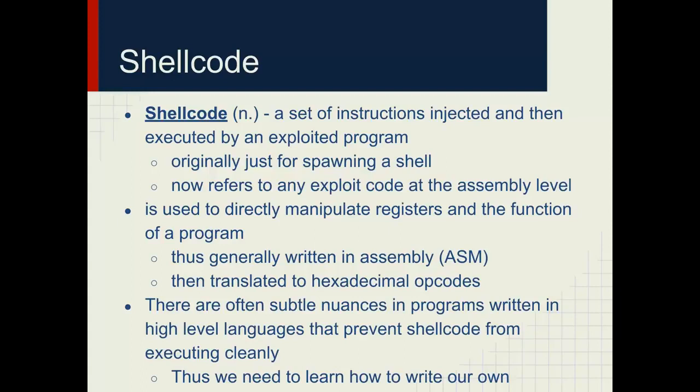So shellcode is a set of instructions that's injected and executed by a host program in an exploit. And originally, the main purpose was to spawn a shell. It now refers to any exploit code at this level and is used to directly manipulate processor registers and the execution of a program. It's thus generally written in assembly code and then translated to hexadecimal opcodes by assembling it and linking it.